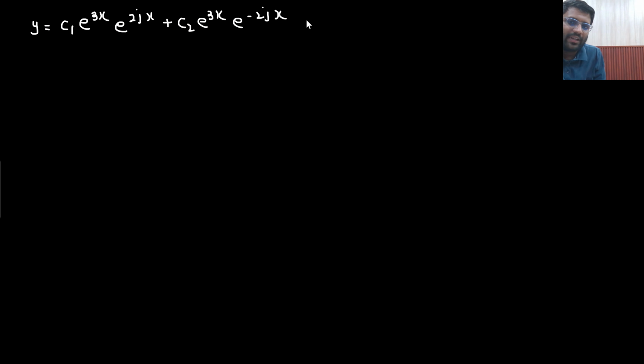Can I take e to the power 3x common? Absolutely. Take e to the power 3x common. Inside, what are you getting? C1 e to the power 2ix plus C2 e to the power minus 2ix. Say yes or no. Are you getting this? Right.